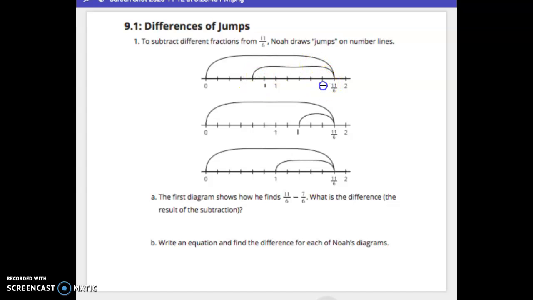So he went back 1, 2, 3, 4, 5, 6, 7 spots, which would be 7.6. So the answer would be 1.6, 2.6, 3.6, 4.6.